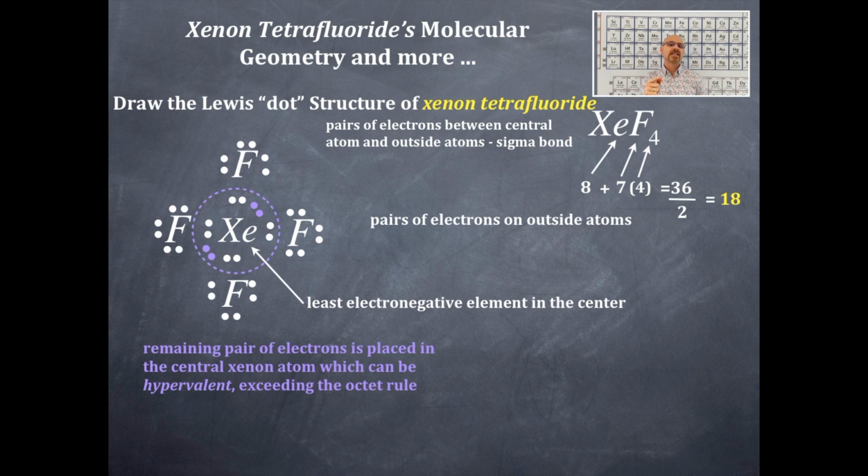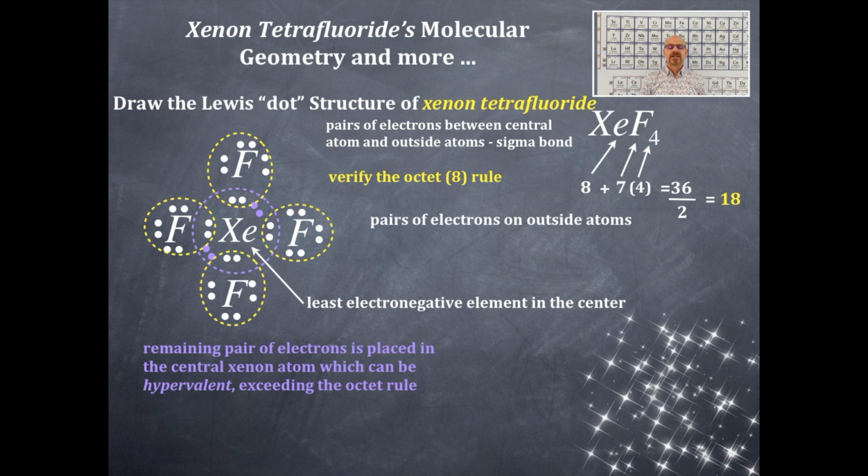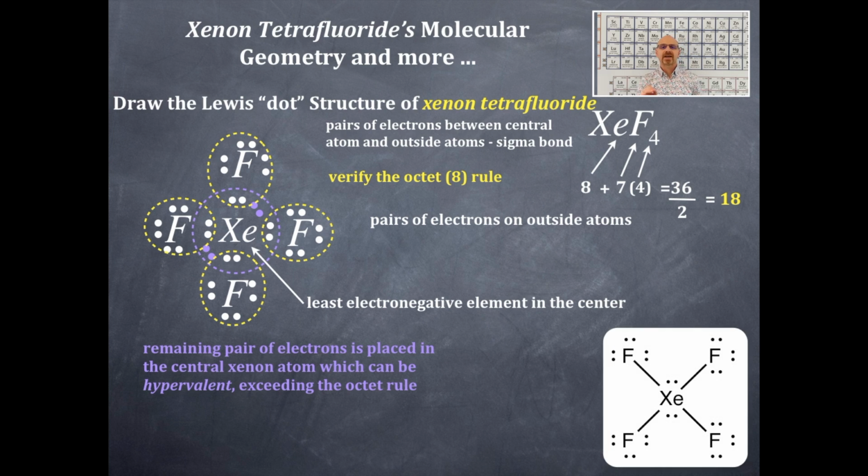Now xenon is hypervalent. It is period 3 or greater. It can exceed the octet rule and be hypervalent. I'm going to verify the octet rule for each of the fluorines. I'm going to tidy up this Lewis dot structure, make it look really nice, because I got single bonds as lines instead of little dots. All right, there that is. Okay, so I got that xenon in the middle. I got 4 bonding pairs, okay, and I got 2 lone pairs.